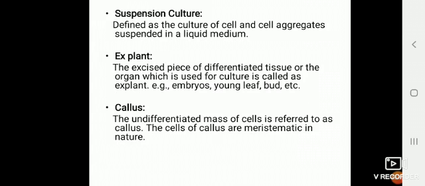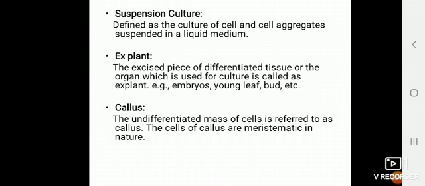What is suspension culture? It is defined as a culture of cells and cell aggregates suspended in a liquid medium. Then, what is an explant? An explant is an excised piece, the plant material which is going to be inoculated. That is, an excised piece of differentiated tissue or organ which is used for culturing is called an explant, such as an embryo, young leaf or bud.